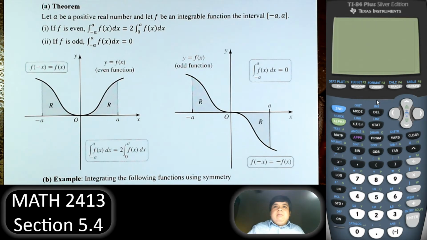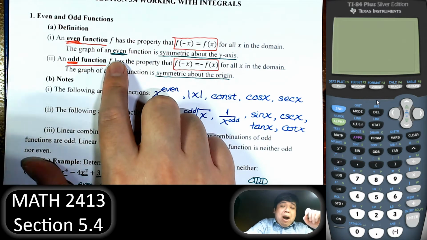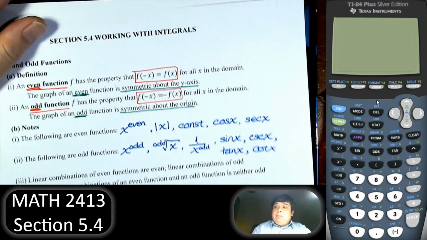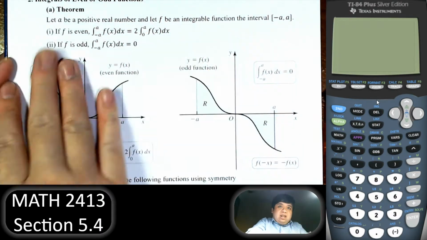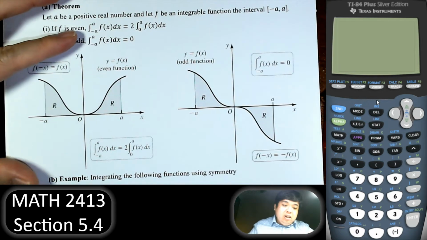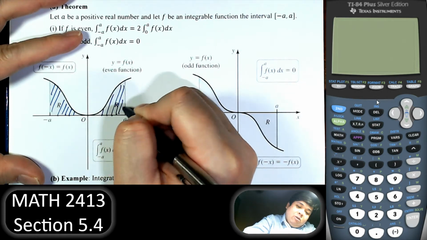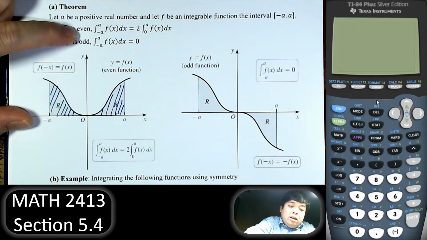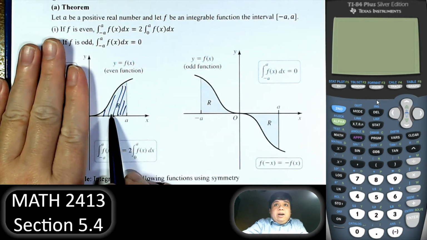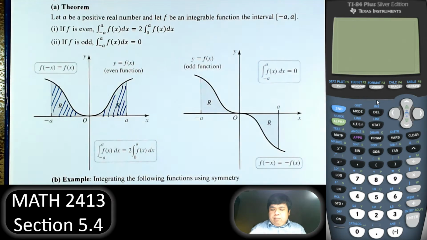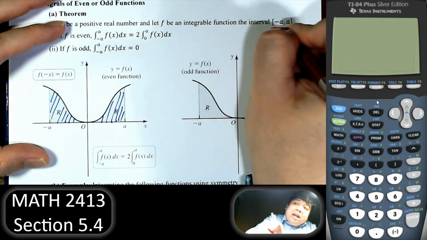Now, important things that we wrote earlier. Even function is symmetric about the y-axis. Odd function is symmetric about the origin. So if this is an even function, symmetric on the y-axis, so mirror image on the y-axis, in that case this area on the left hand side is the same as the area on the right hand side. So when it is even, instead of going from negative a to a, we can just double half of it.